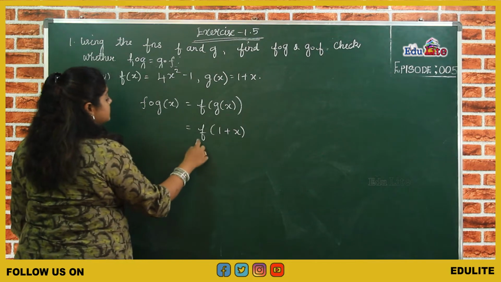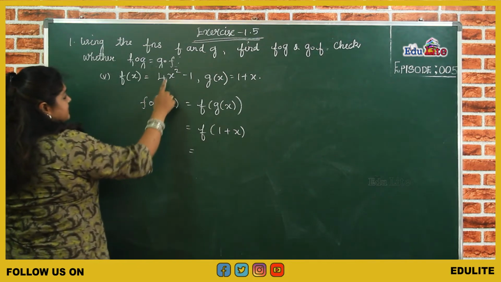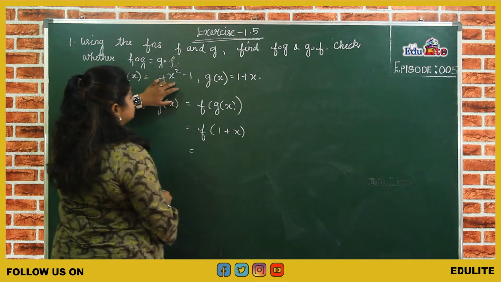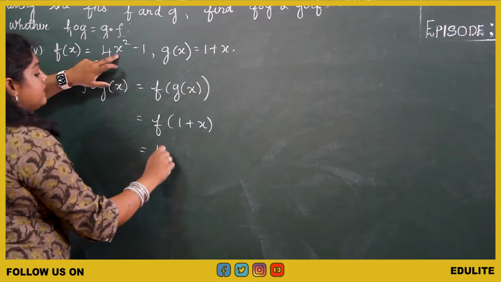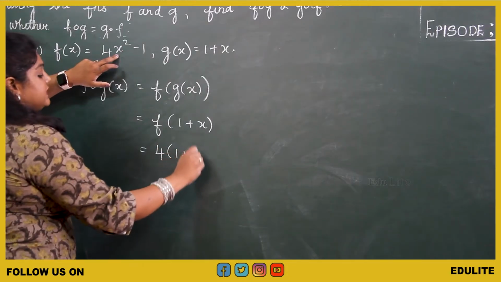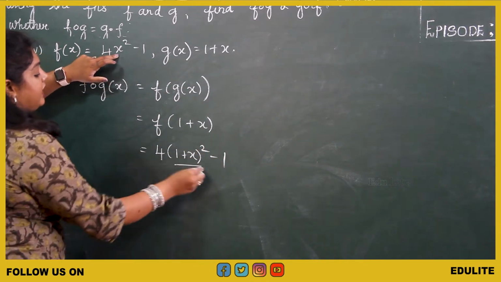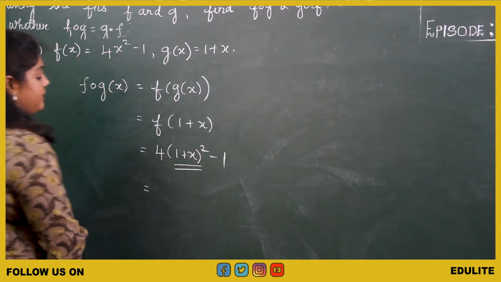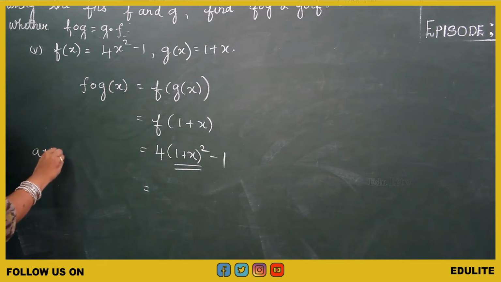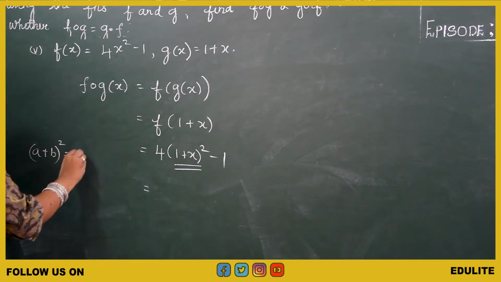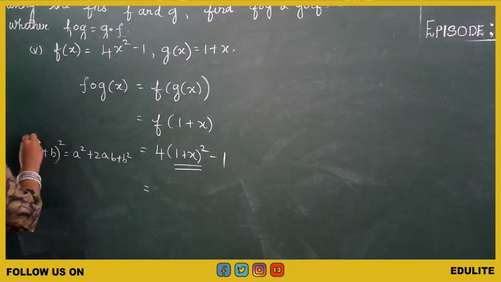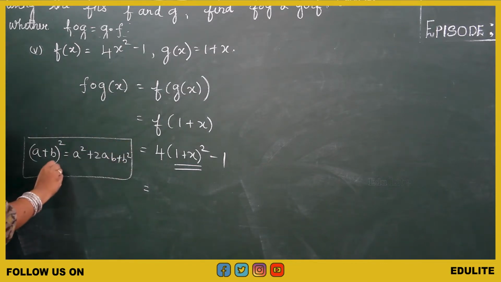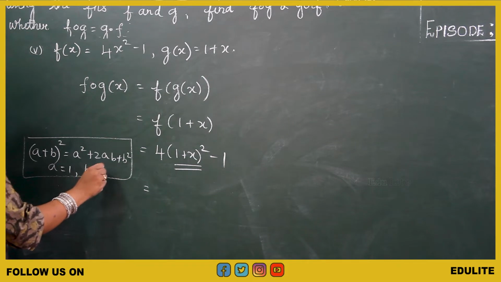Now we have to use the function f of x, whereas f of x is 4 into x squared minus 1. In place of x we have to substitute 1 plus x. So the relation will become f of 4 into (1 plus x) whole square minus 1, and here we have to expand it using the (a plus b) whole square formula. (a plus b) whole square is a square plus 2ab plus b square, and what we have here as a value is 1 and b value as x.